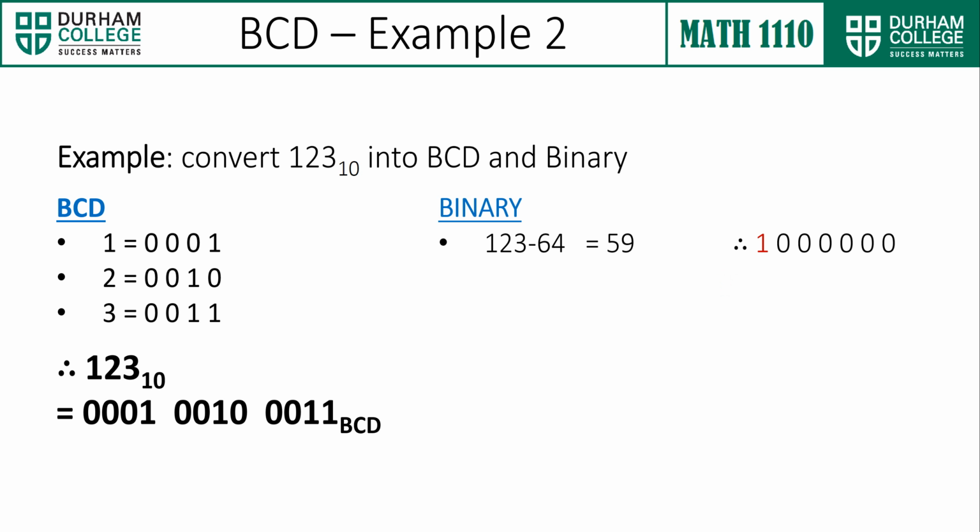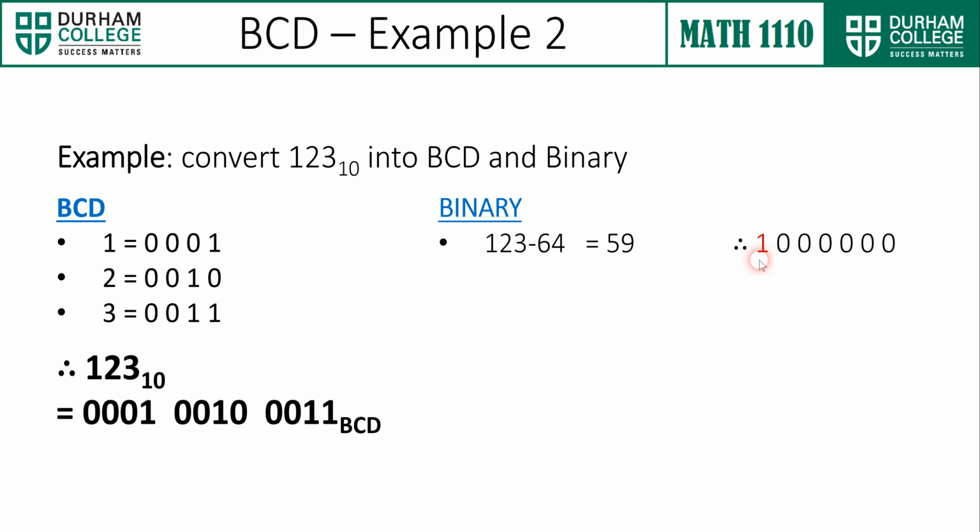So 128, we can discard that because it's more than our number. What is the number which translates to the seventh bit? The seventh bit would be equal to, in decimal, 64. So half of 128, 64, right? So can 64 go into 123? Indeed it can, right?